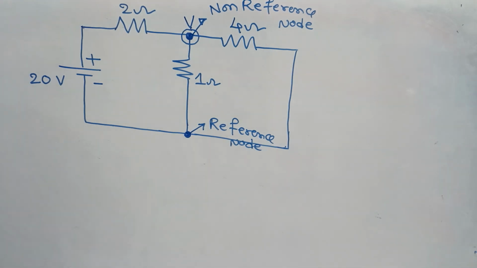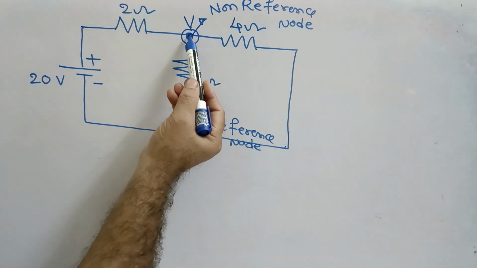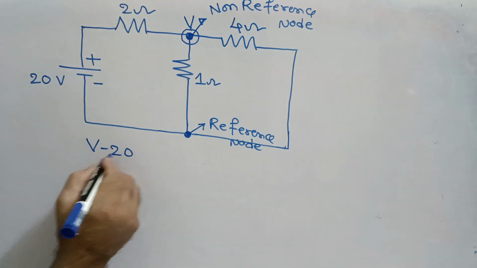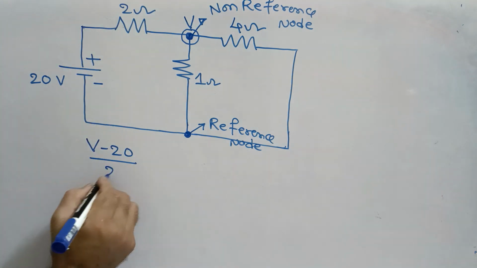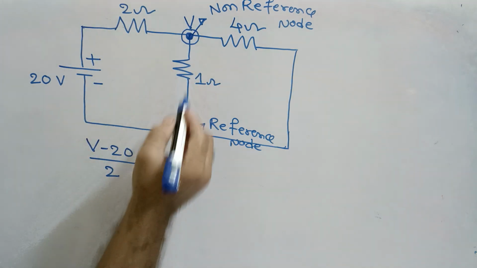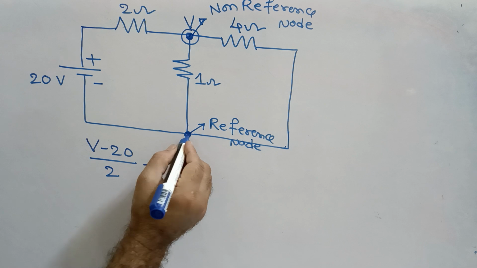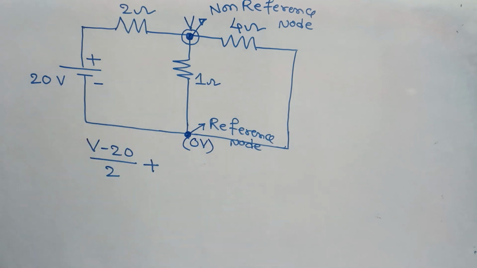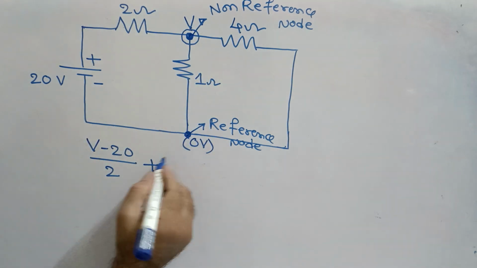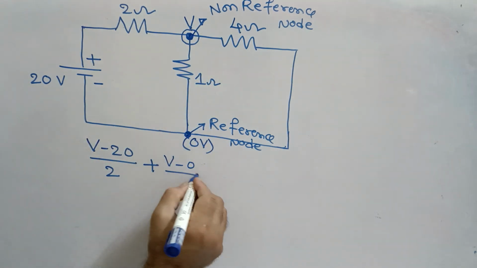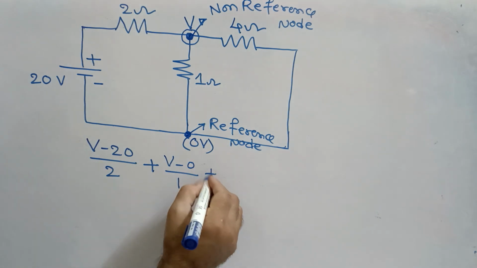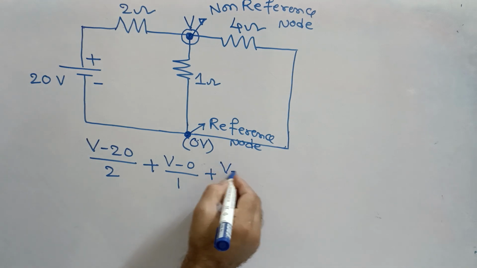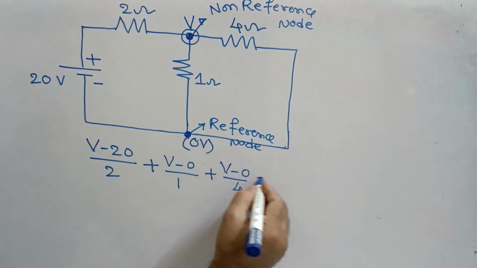Using I equal to V by R, I can write the equation like this: (V minus 20) by 2 ohm, plus (V minus 0) by 1 ohm, plus (V minus 0) by 4 is equal to 0. The reference node is the common node, and normally it will be at 0 volt. Remember that.